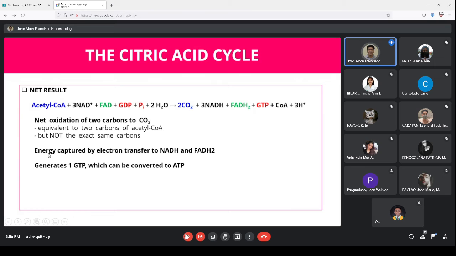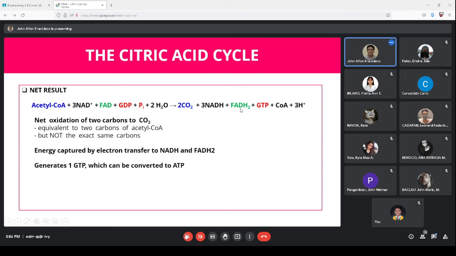Okay? Energy captured by electron transfer to NADH and FADH2. So, yung net result mo of acetyl-CoA, this is just a 1 acetyl-CoA. So, remember na dalawang acetyl-CoA yung napaproduce mo sa glycolysis. Pero this is just 1 yung mapapresent natin. So, 2 acetyl-CoA reacts with 3 NAD plus and 1 FAD, 1 GDP, 1 inorganic phosphate, and 2 water to produce 2 carbon dioxide, 3 NADH, FADH2, GTP, CoA, and 3H+.